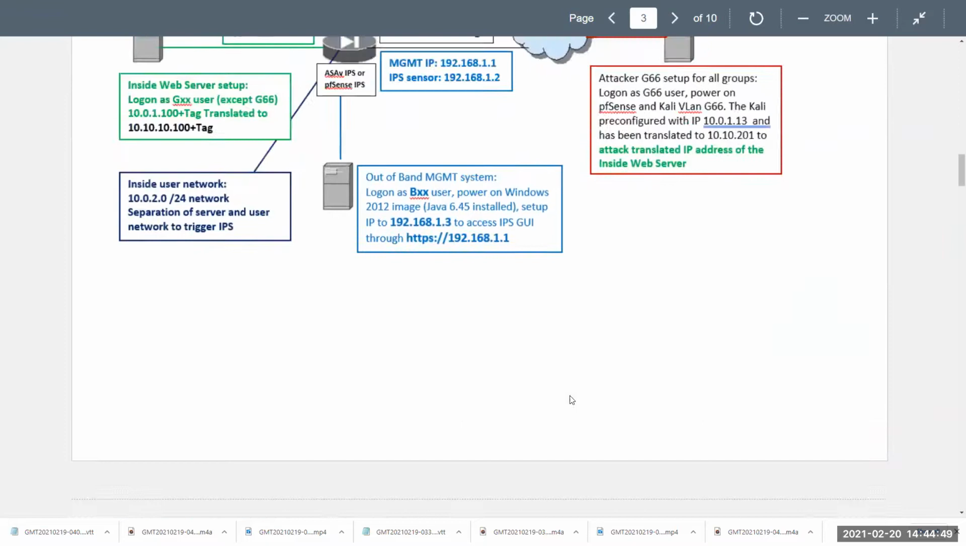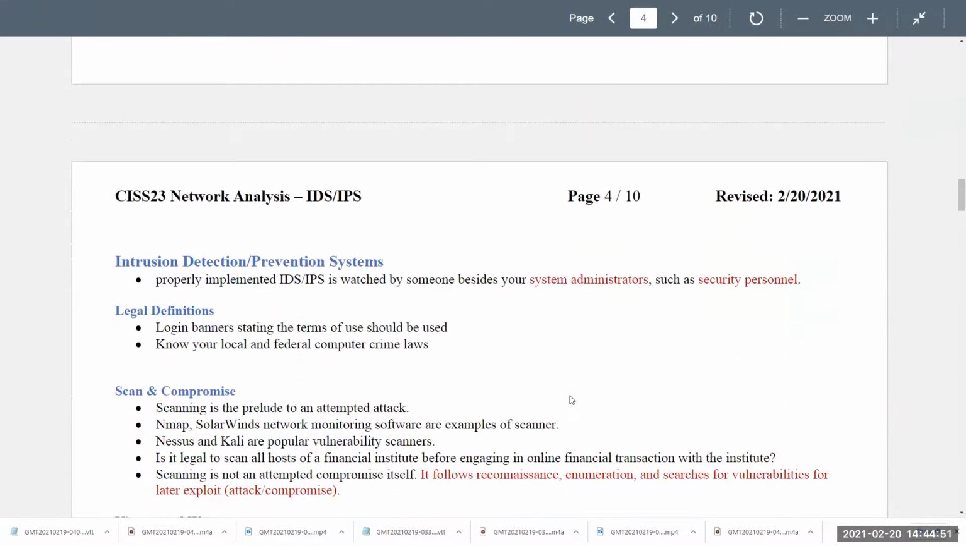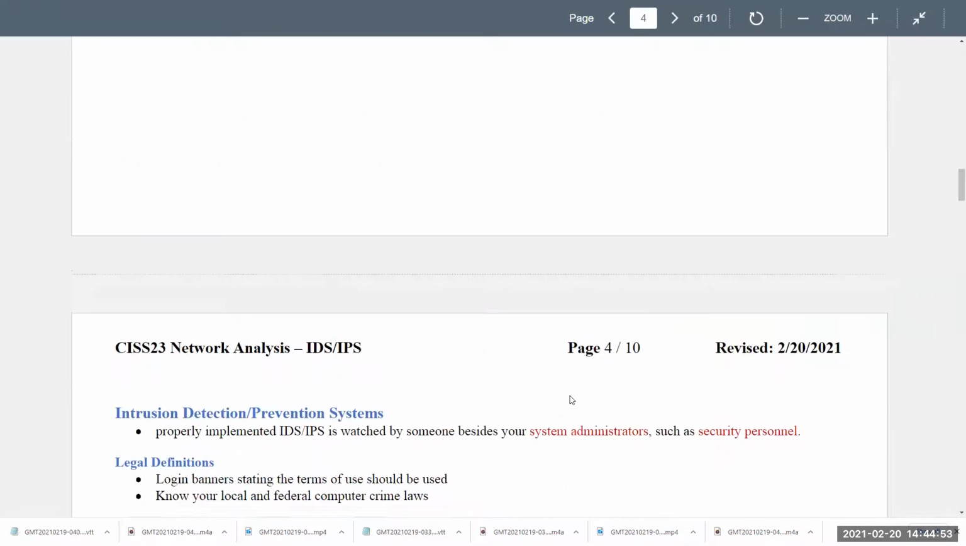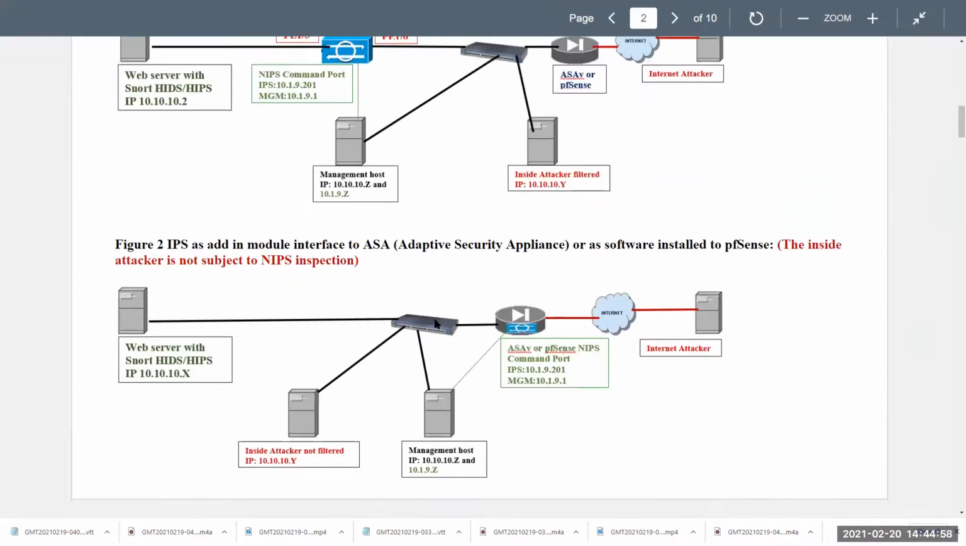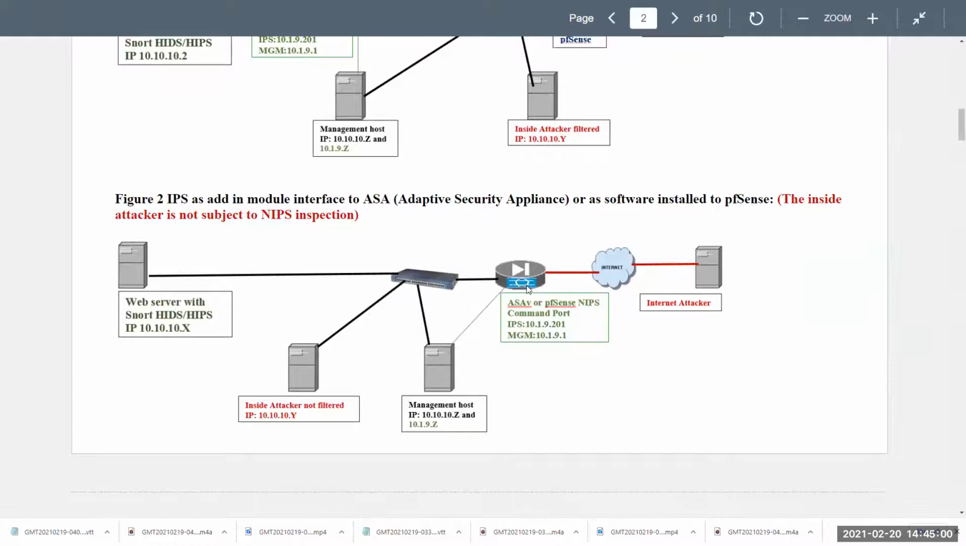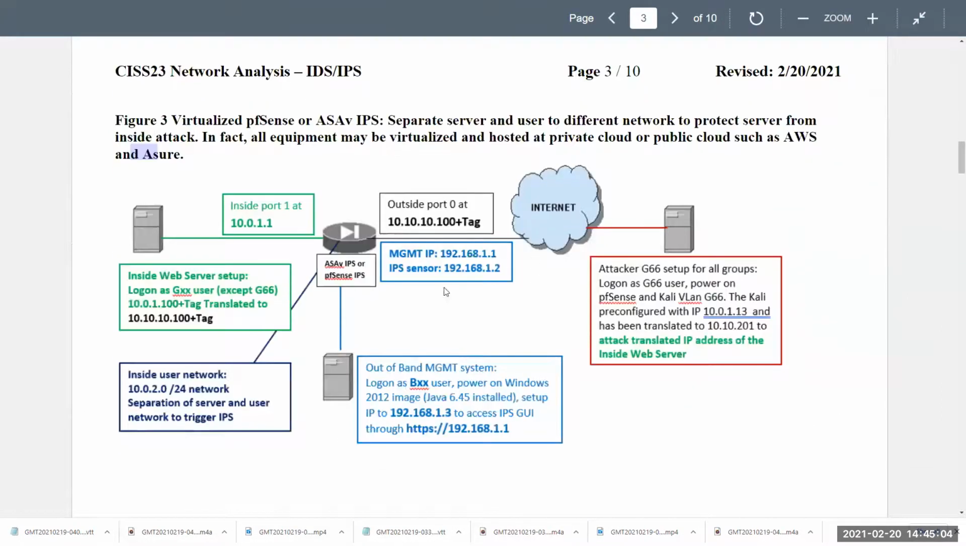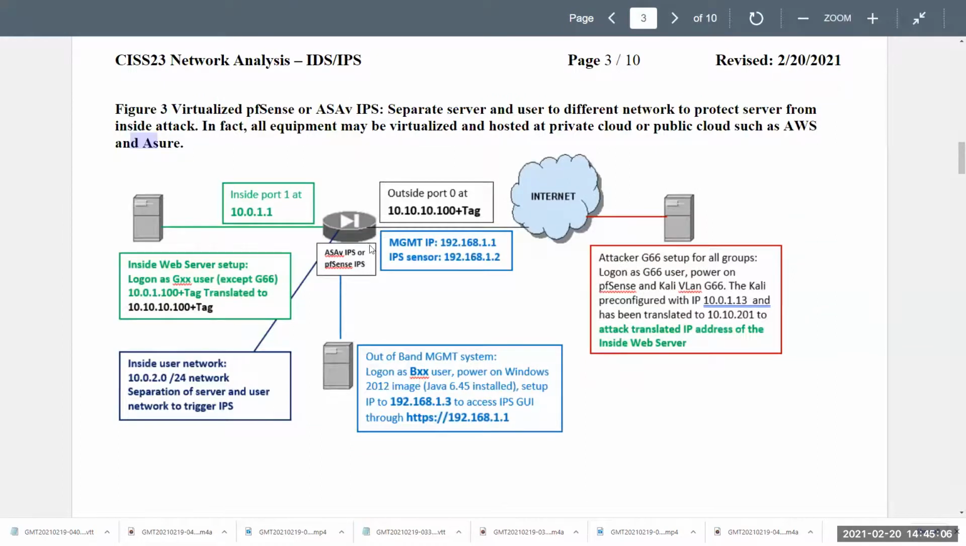So those are the three topologies. And from the very traditional, physical box into virtualized, integrated security appliances, and to further virtualize the whole thing into either your private cloud or the public cloud.